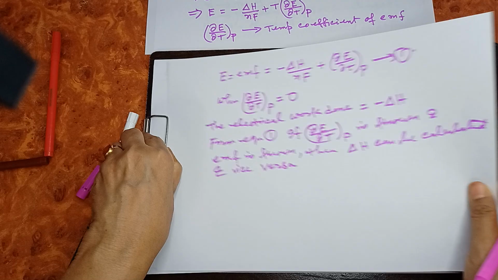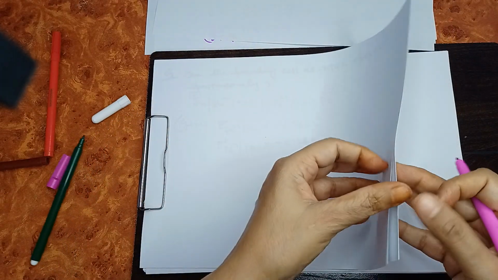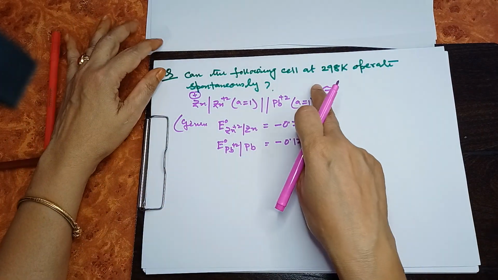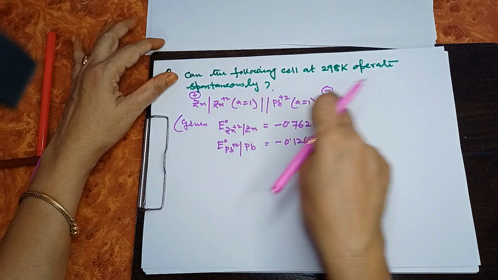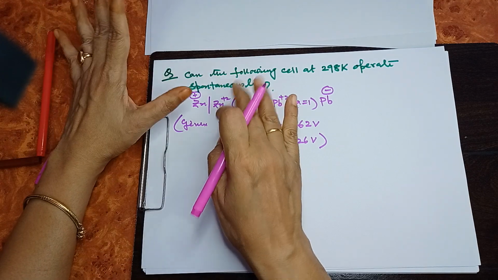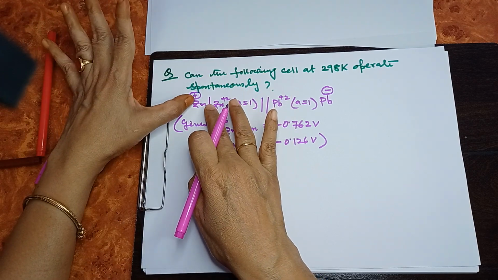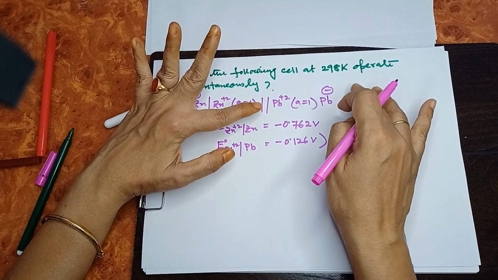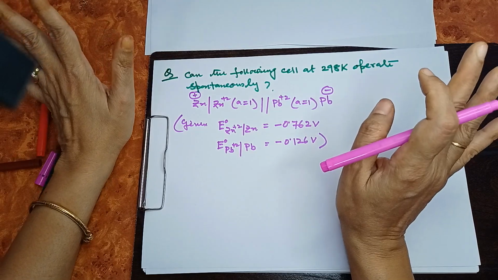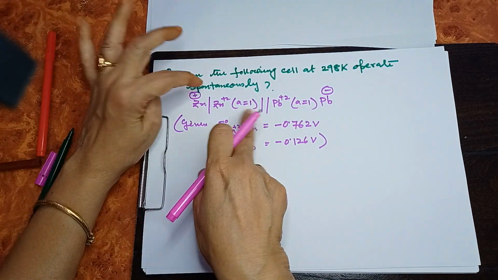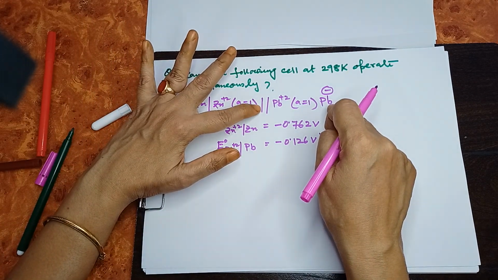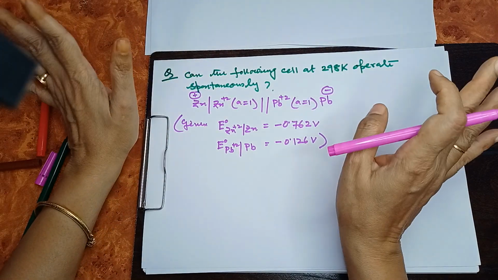Now let's solve one problem. Then it will be clear. See, the problem is, can the following cell at 298 Kelvin operate spontaneously? In the galvanic cell, the left hand side is anode where oxidation takes place, sign is positive. Right hand side is cathode where reduction takes place, sign is negative. Here, the left hand side reaction is zinc oxidized to zinc plus 2. Right hand side reduction reaction is lead plus 2 reduced to lead.